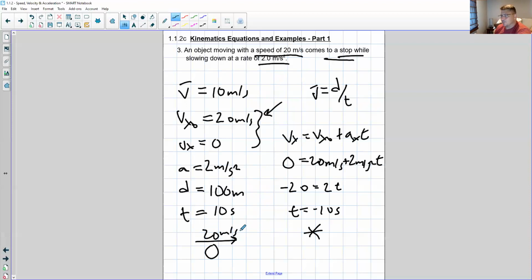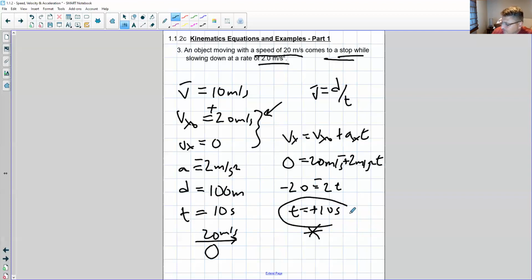In the previous examples, things were speeding up, so we know the acceleration was pointing in the same way as the initial velocity. Now we have something that's slowing down, so we know our acceleration must oppose our velocity. Therefore, if I'm going to call this plus 20 meters per second, I'm going to have to call this negative 2 meters per second squared. And now we can see this solves our problem with our signs.